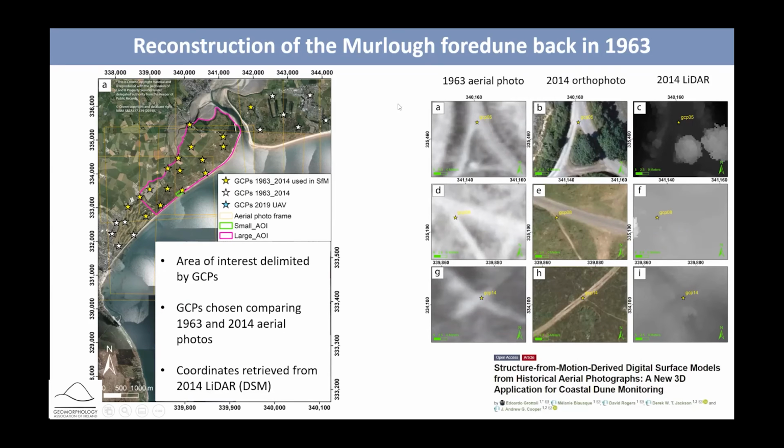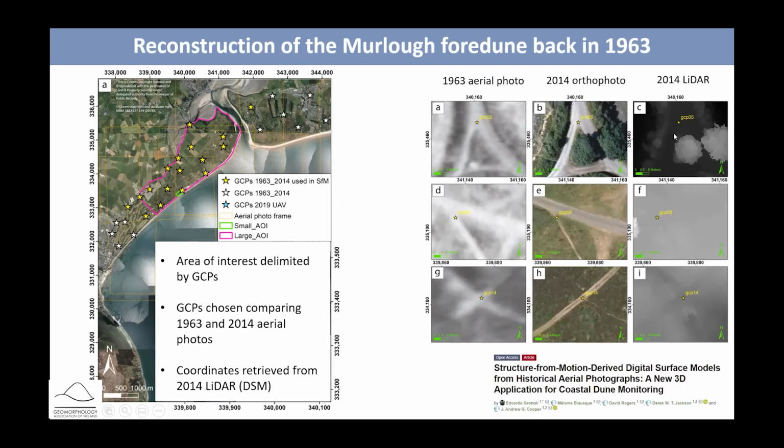We took the 1963 aerial photographs because they were the best in terms of overlap between the photos. And we basically applied the same technique that is nowadays used to reconstruct the 3D models, the digital surface models from drone images, for example. We published a paper in Remote Sensing about this technique, and we basically retrieved the 3 coordinates from a recent LiDAR with a very high spatial accuracy.